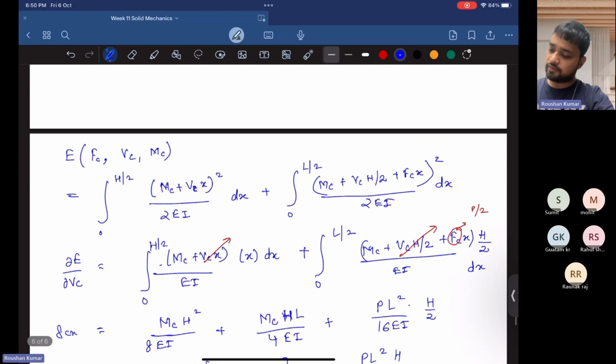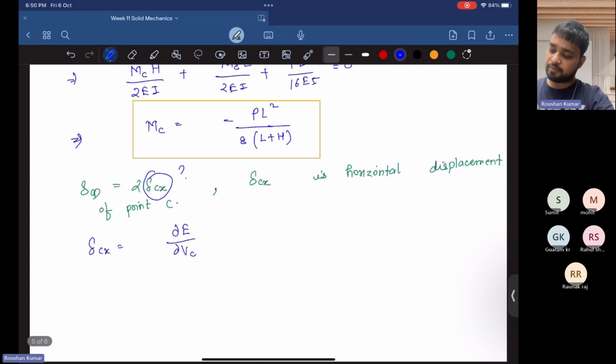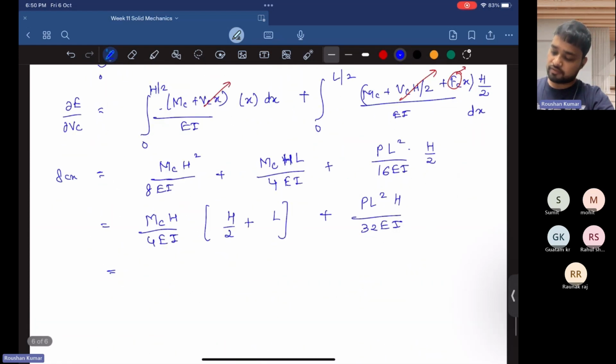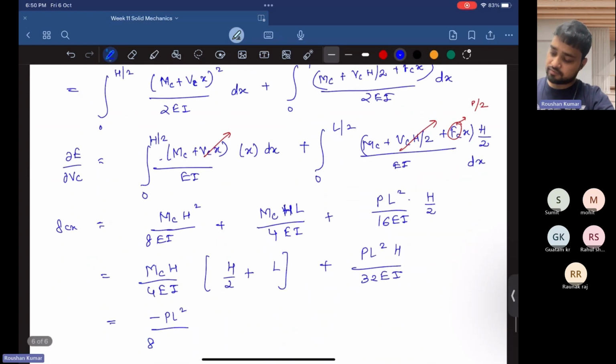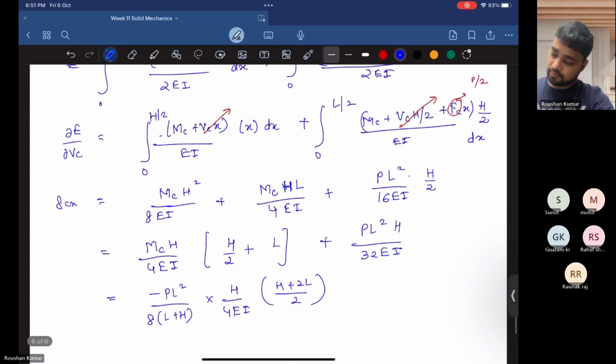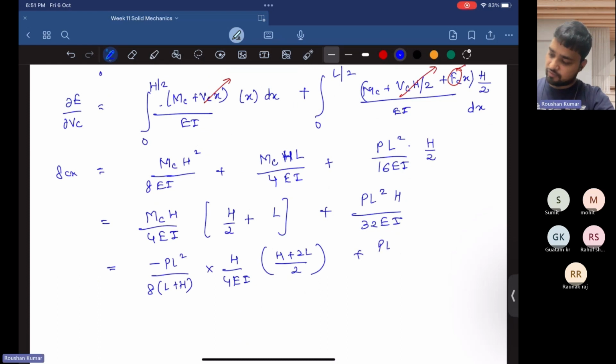What is the value of MC here? We found out minus P L square upon 8 into (L plus h), into h upon 4 EI, into (2h plus 2L) upon 2, plus P L square h upon 32 EI.